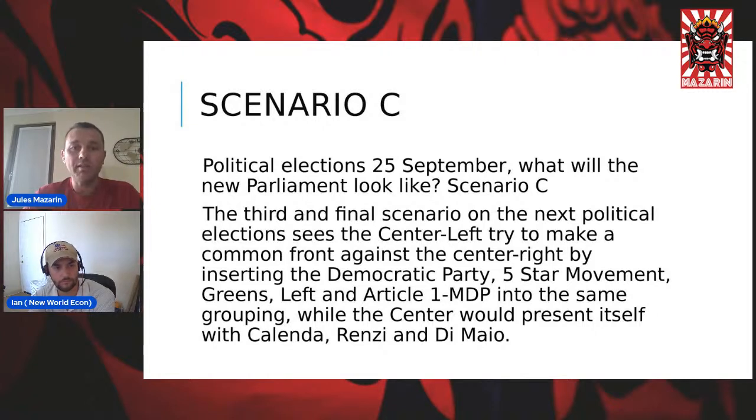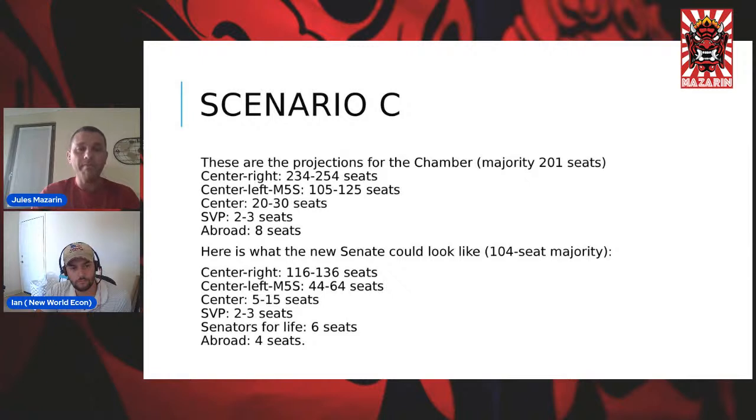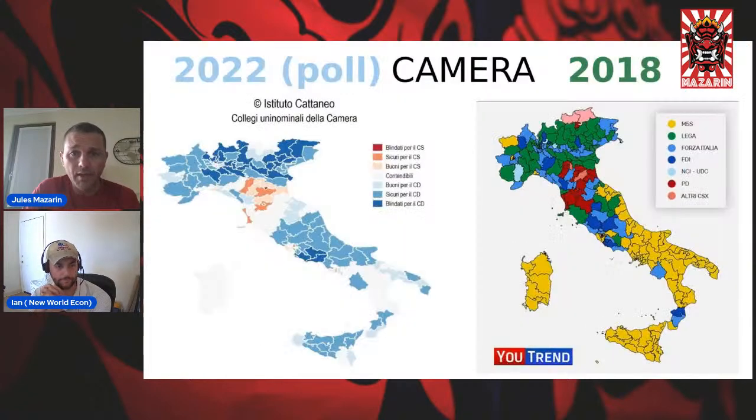Scenario C is when the center left tries to make a common front against the center right, including the Democratic Party, Five Star Movement, Greens, whatever, everything together against the right. But also in this scenario, if you see, it's again a loss for the left. So there is no scenario where the center left could win this election.